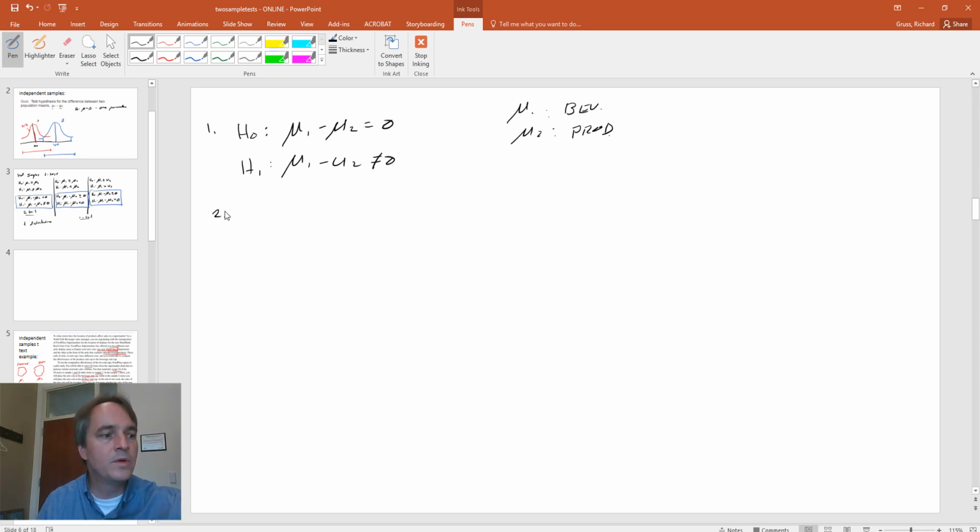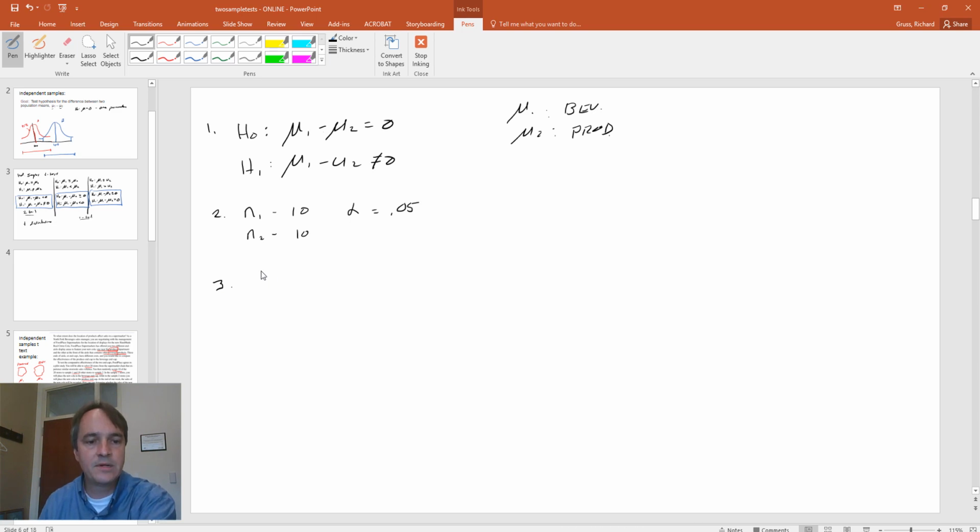Step 2, we need to specify the desired level of significance and our sample size. We've already been given the fact that we have 10 stores with one and 10 stores with the other. So we actually have two different sample sizes here: 10 in one sample and 10 in another sample. And for the desired level of significance, let's set that equal to 0.05, same as before.